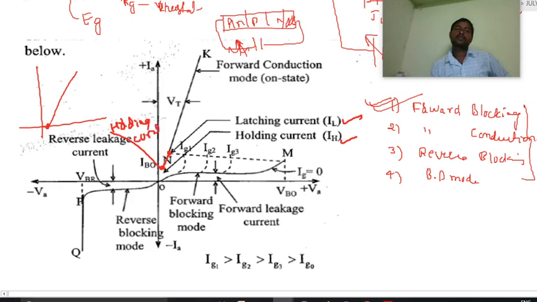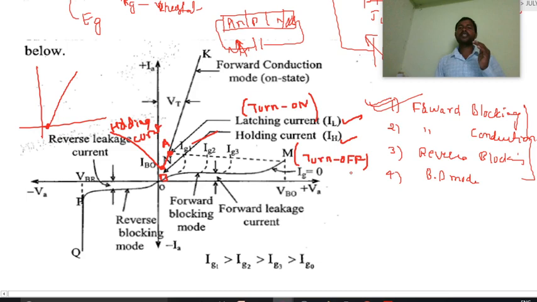So point A is the latching current, and point B is the holding current. The latching current is related with the turn on process of SCR, and the holding current is related with the turn off process of SCR. So I will give the definitions.